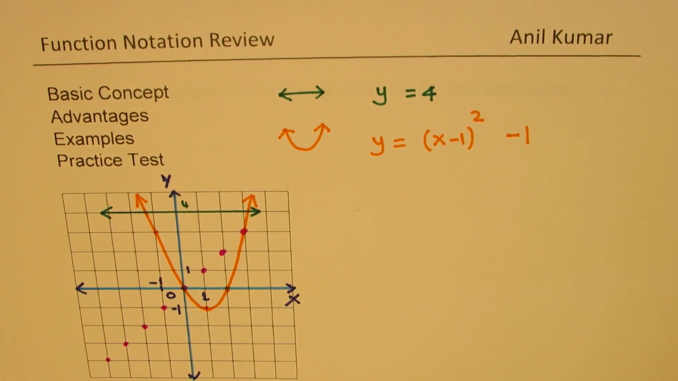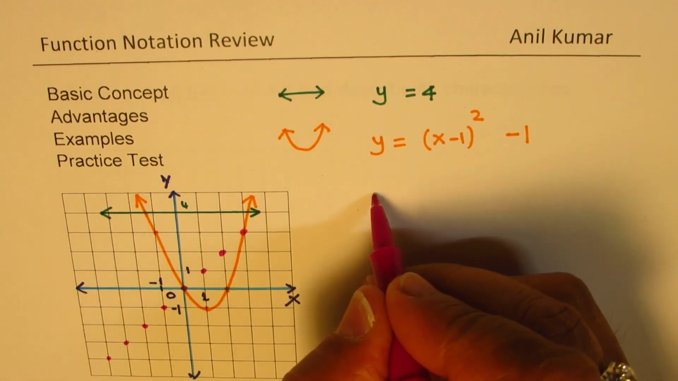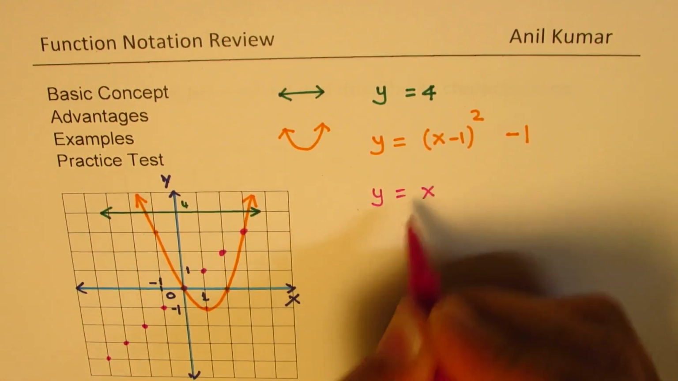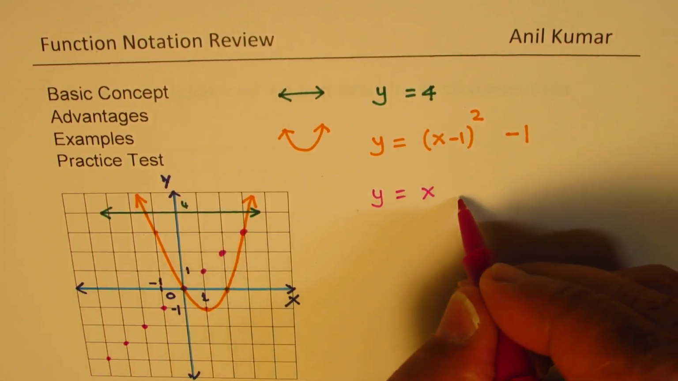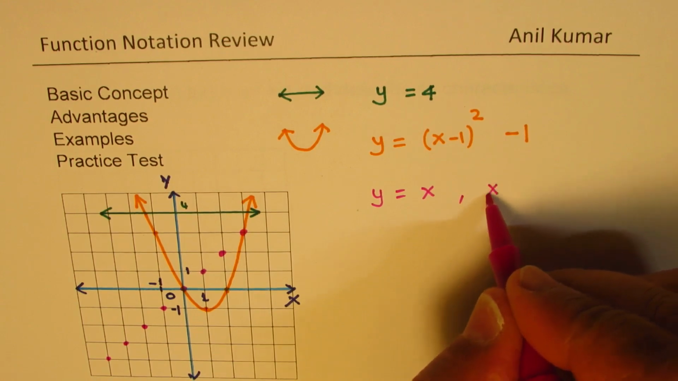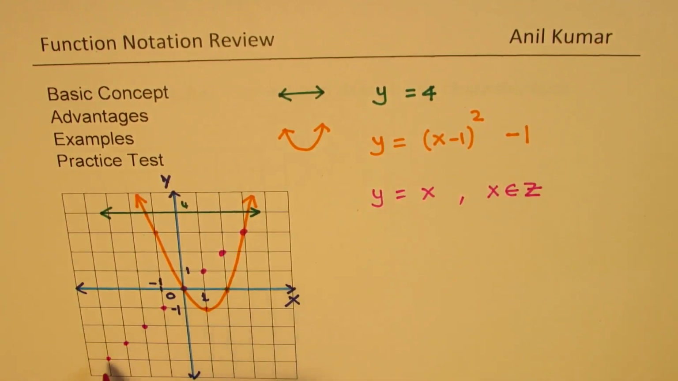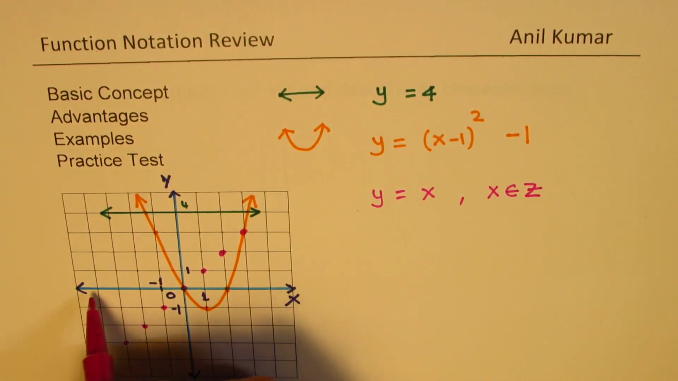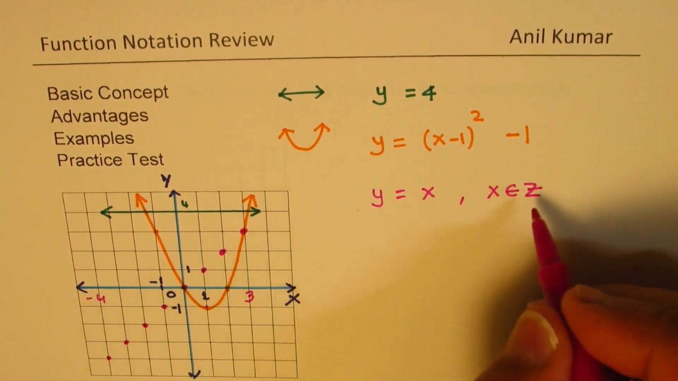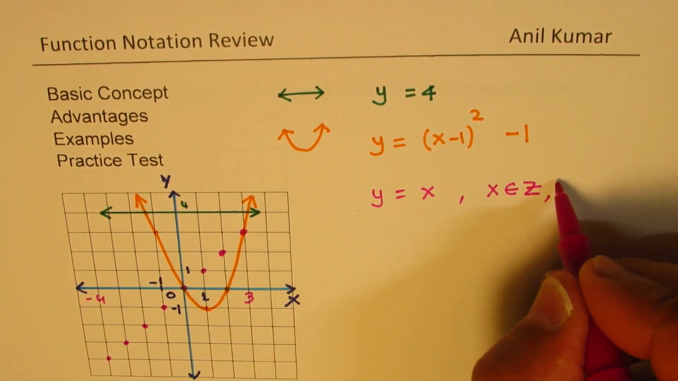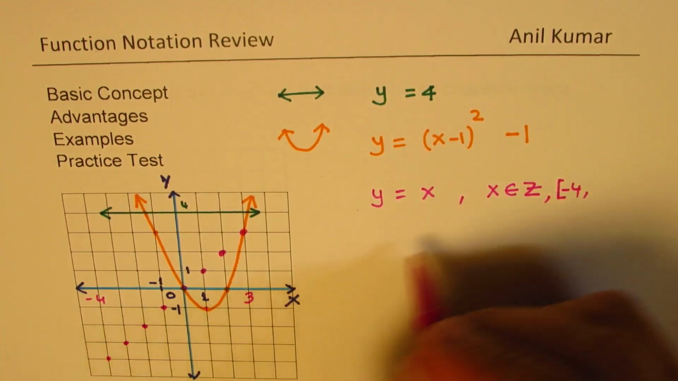Then we have some scatter plot. All these dots are in a straight line, which could be written as y equals x. Now, since these are dots which are not connected, we know that x actually belongs to integers, and the value of x is between negative 4 and positive 3. So we can write here that the value of x is from minus 4 included to 3.